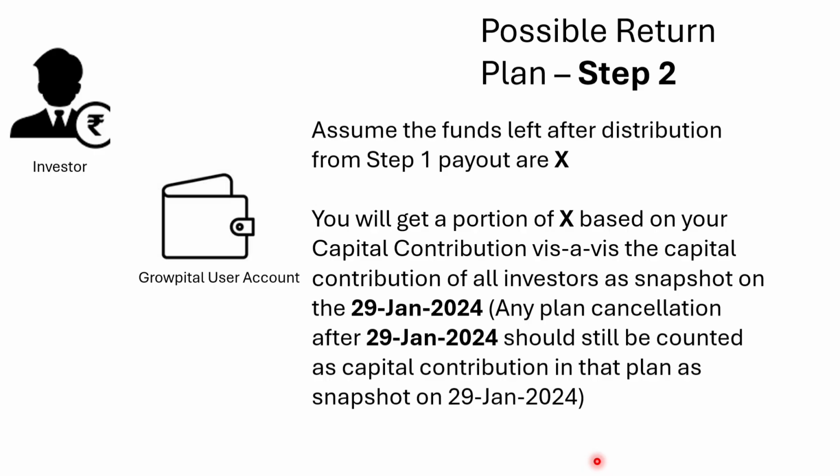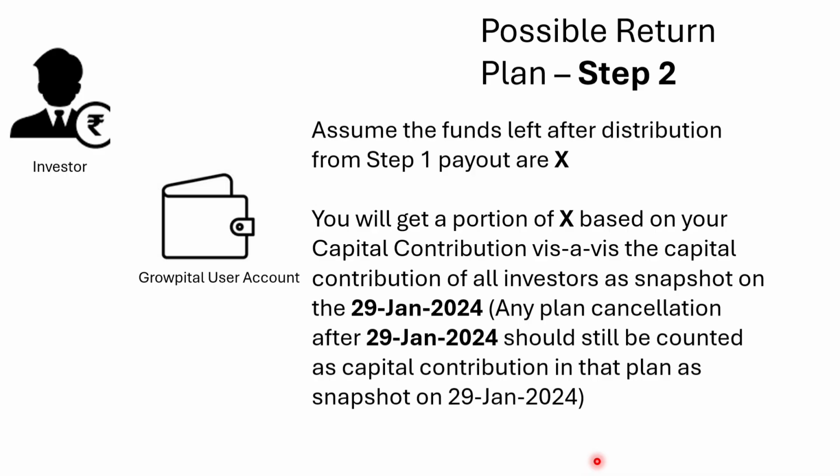Now this X will be considered as a pie which will be cut across various investors and distributed to them. And you will get a portion of X based on your capital contribution vis-a-vis the capital contribution of all the investors as a snapshot on the 29 Jan 2024. Once again, I reiterate, if you made an investment in a plan and cancelled after 29 Jan 2024, that cancellation would be considered invalid, and that will still be treated as a capital contribution in that plan. So that's the step 2 payout, which is that based on your capital contribution, you will get a portion of X, which is the funds left after distribution from step 1.